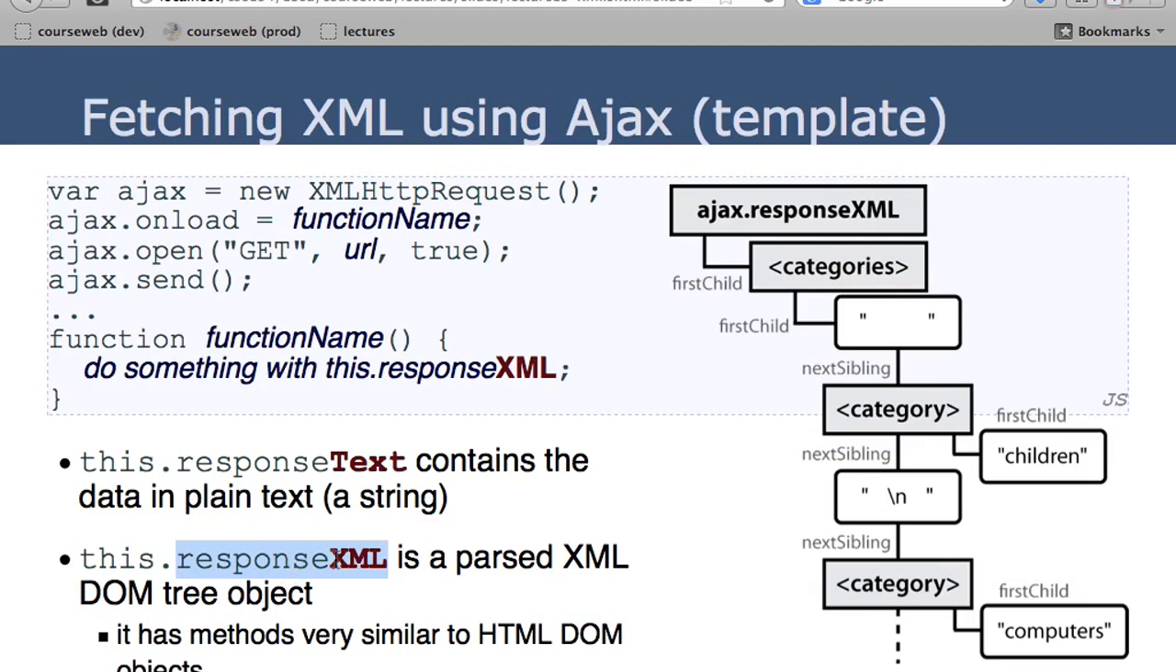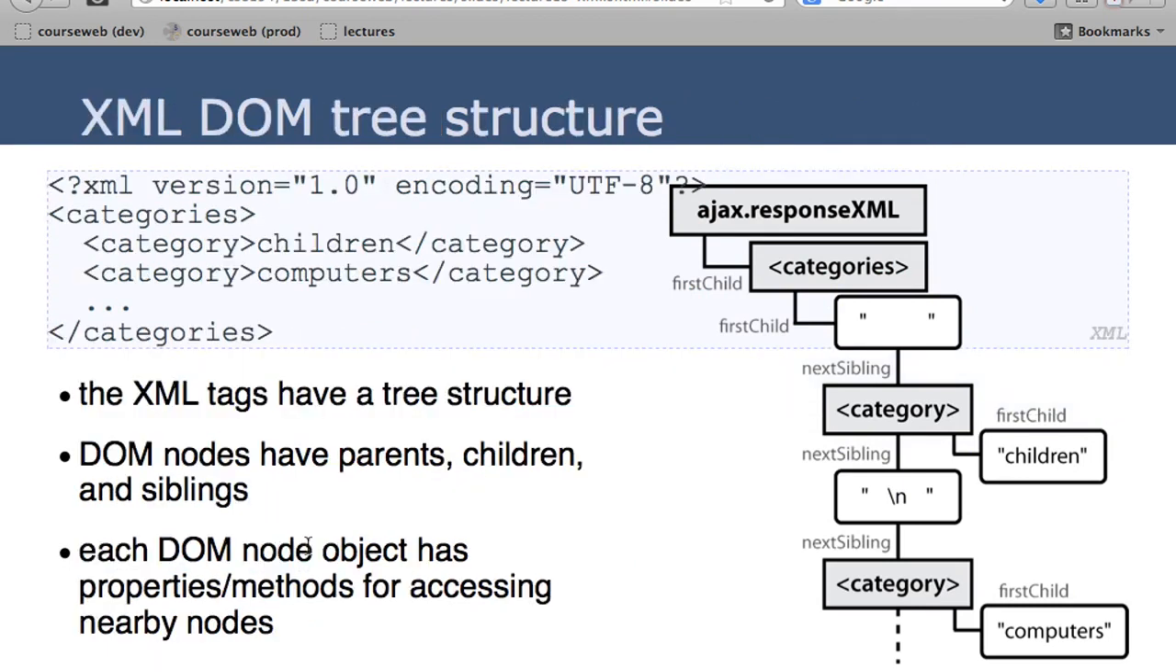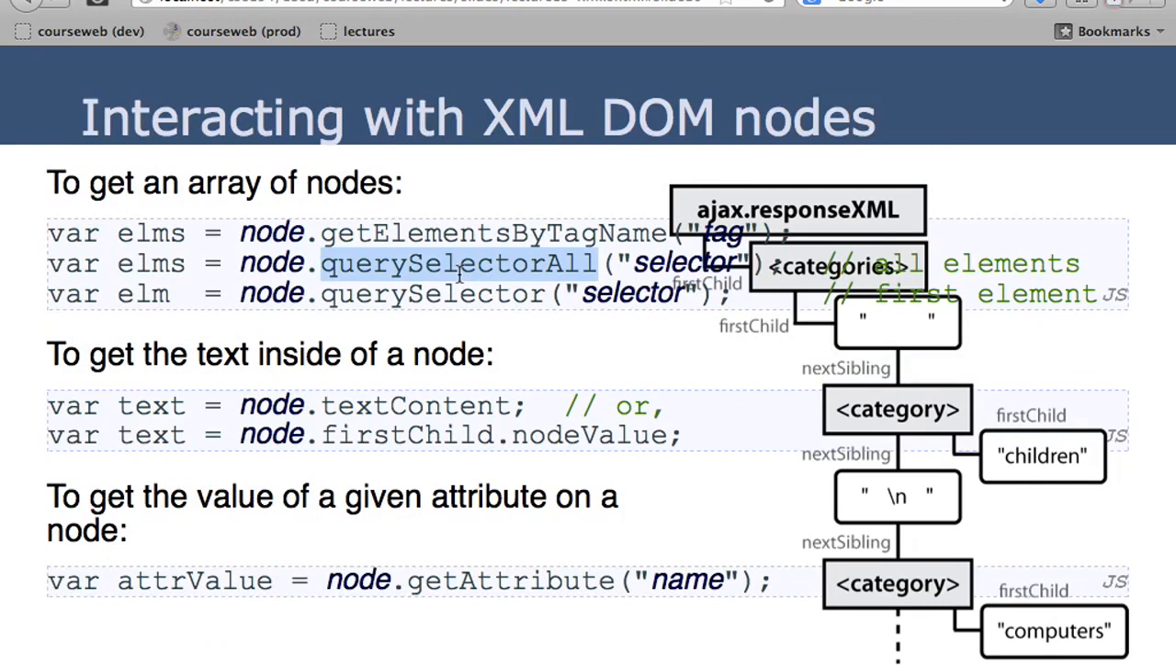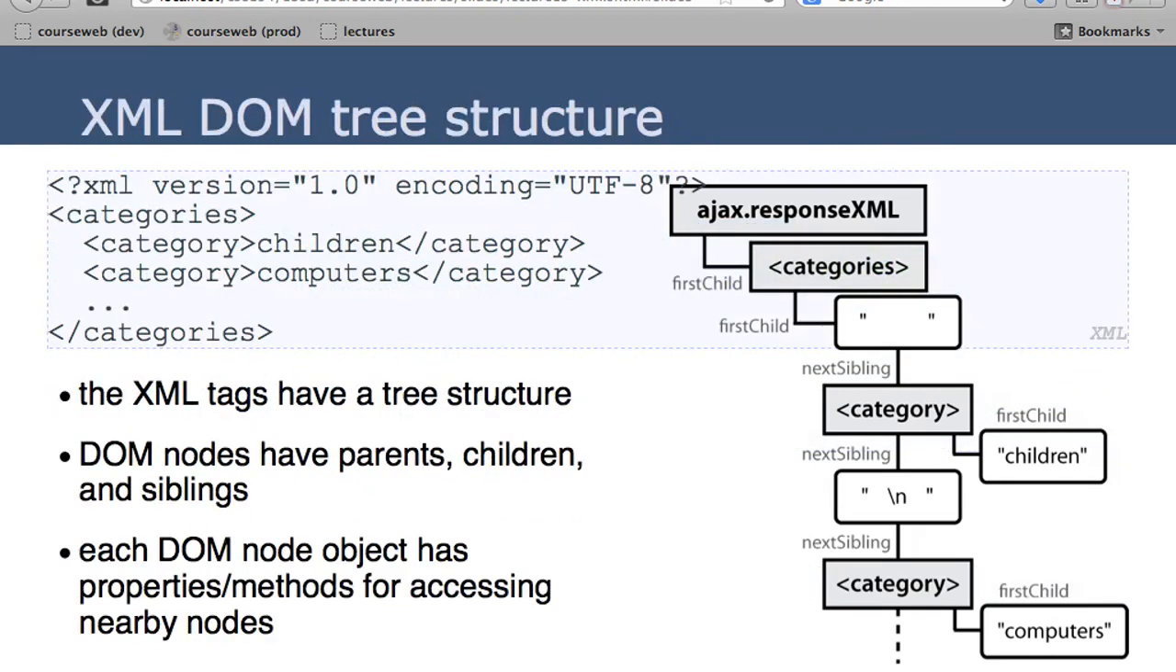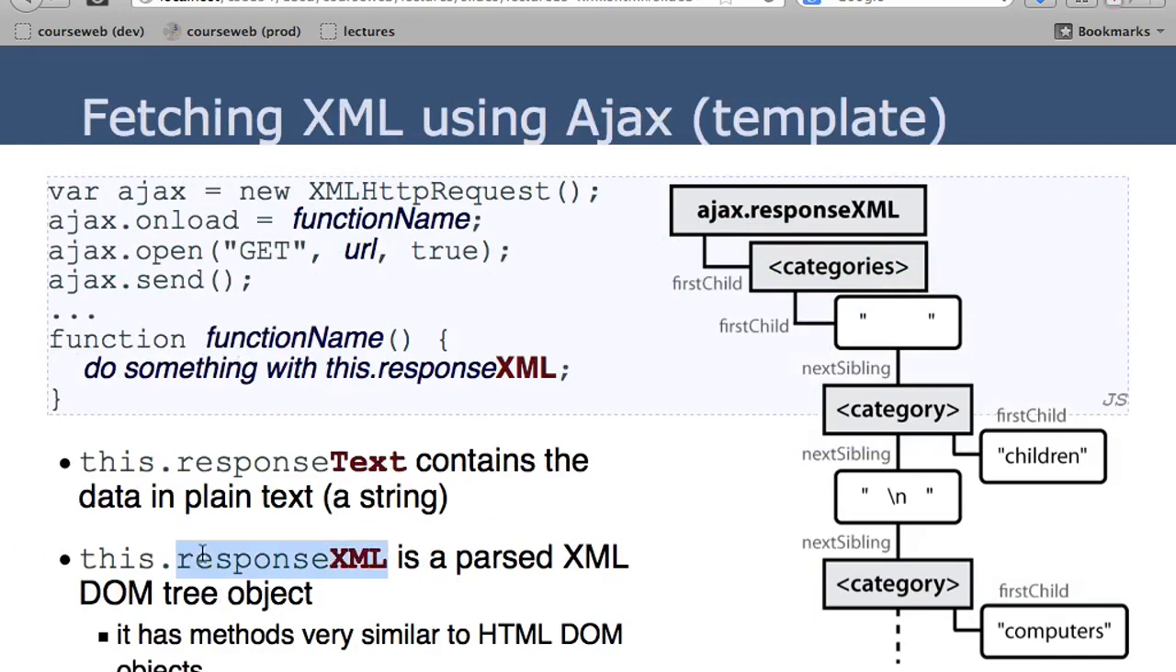Just like the document object, where we use document.getElementById, document.getElementsByClassName, this is that kind of thing. We can say this.responseXML.getElementsByTagName, this.responseXML.querySelectorAll. We can do all of these standard DOM things on this responseXML object, and we can find information inside of elements and extract that information to be able to use it.